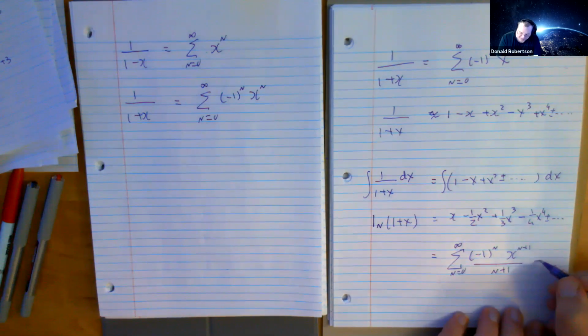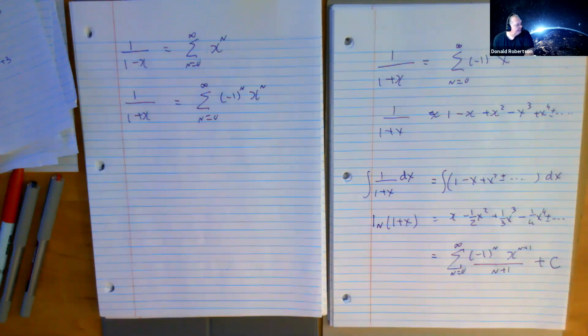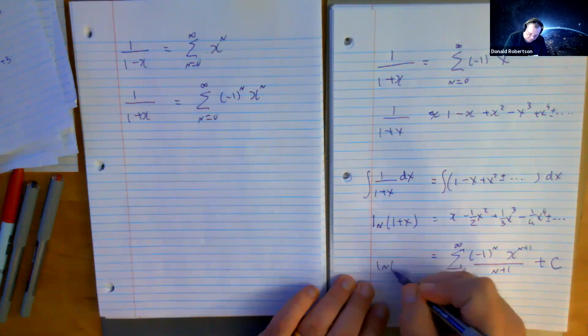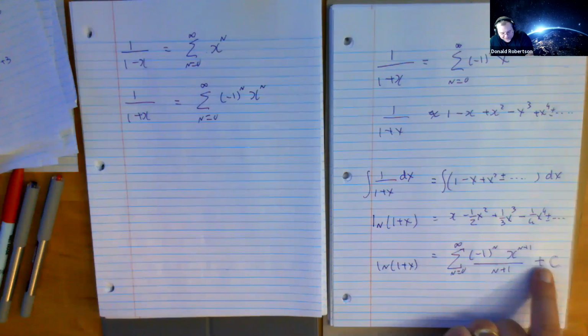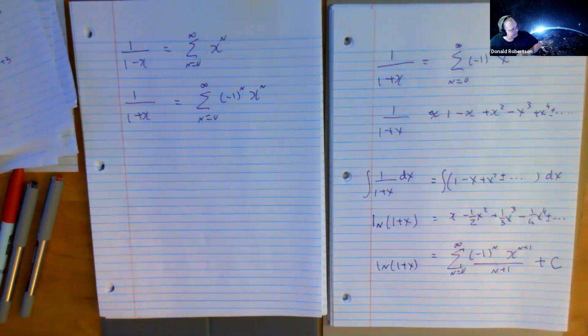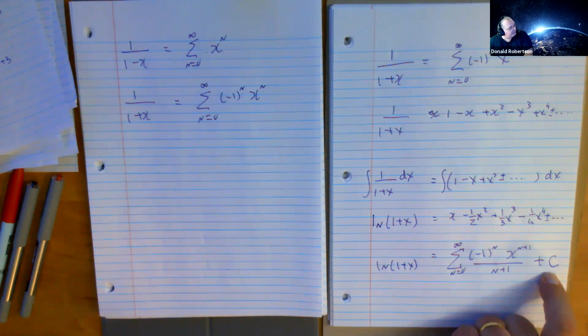Oh, plus a c. So the natural log of 1 plus x is this power series plus a c. Great. Wouldn't it be nice if I could figure out what number this c is?